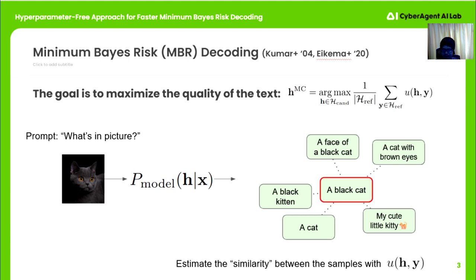What it does is compute the similarity between the samples using a utility function u. This defines the distance or similarity between the sentences. Whichever sentence is in the center of the samples is selected as the output of minimum Bayes risk decoding. So this is what the equation above means.